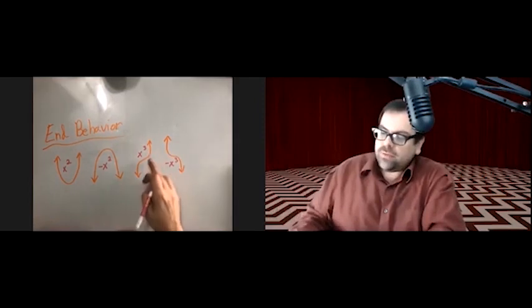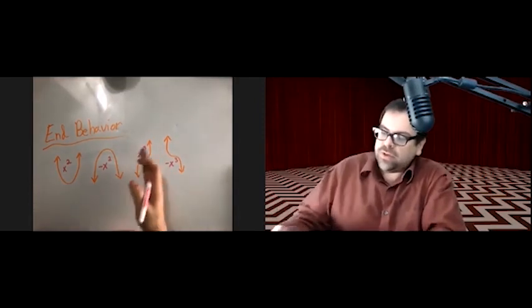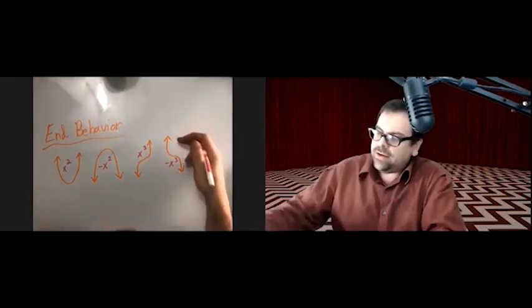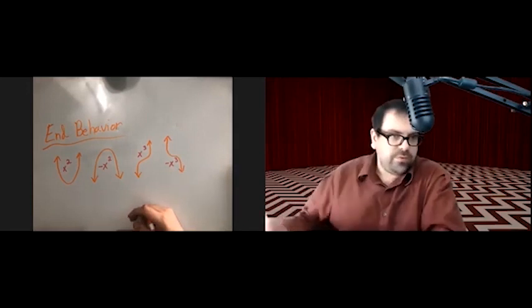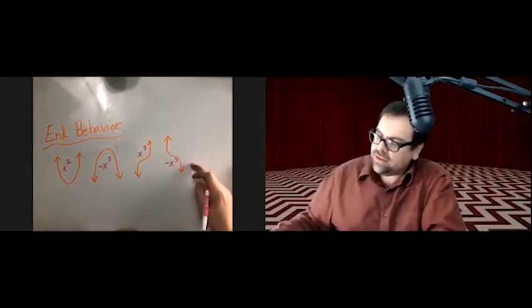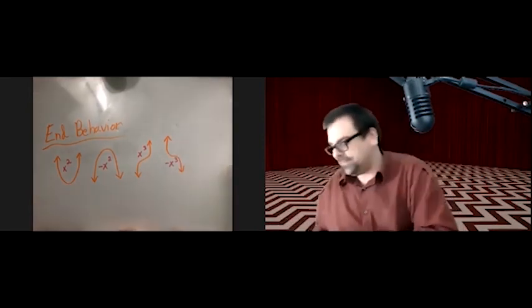Here's our y equals x cubed shape, increasing from left to right forever. And if we had a vertical flip, if we flipped it upside down, we'd have negative x cubed. That's decreasing from left to right forever.